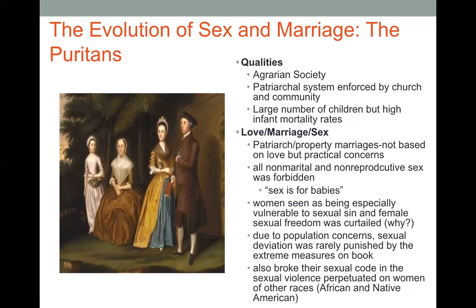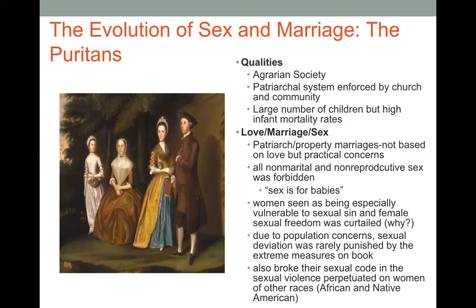And women especially were seen as being especially vulnerable to sexual sin, and females' sexual freedom was curtailed. And of course, they maybe justified it with this whole idea that women, much like Eve, are more susceptible to lust. But really a lot of it was due to concerns related to reproduction and property. This is before Maury and the ability to take a test and prove that the child is or isn't yours. As the saying goes, mama's baby and daddy's maybe.